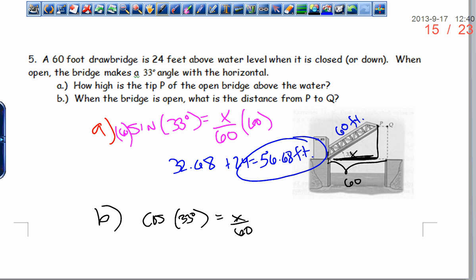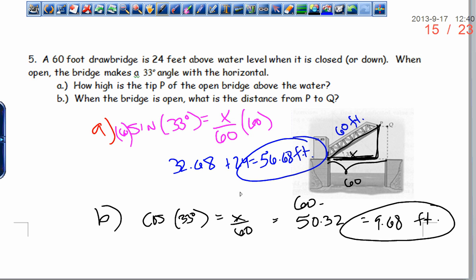So I have two triangles, right? I have this triangle right here. So I'm going to first figure out what x is, and then subtract from 60. So what does that give me for x? 50.32. So 60 minus that is 9.68. So that's the difference between B and Q.